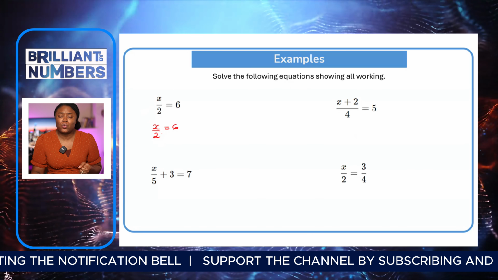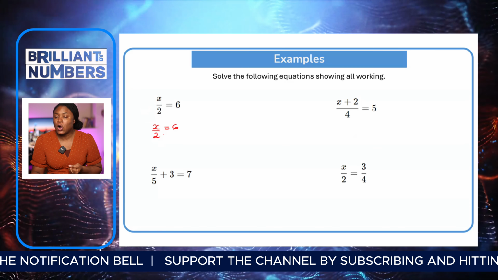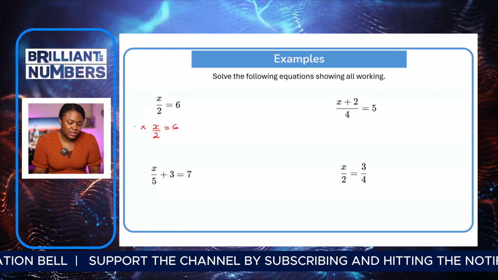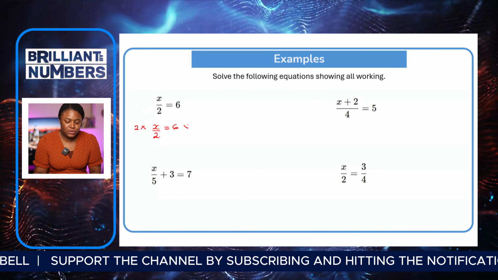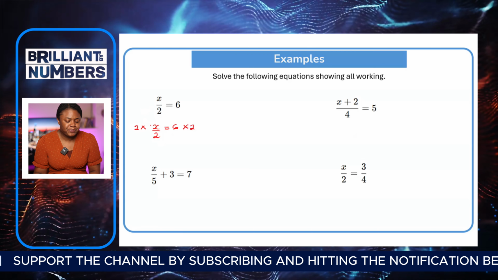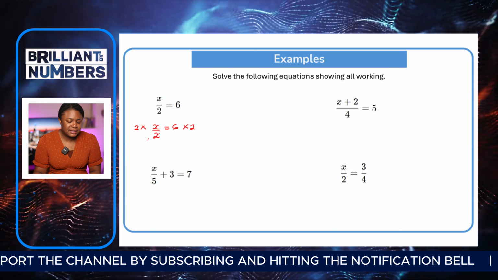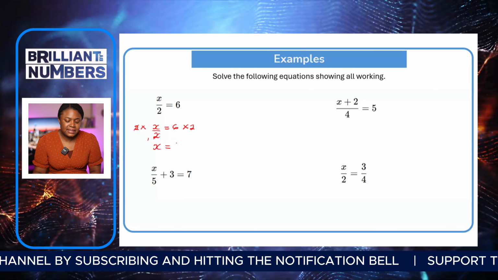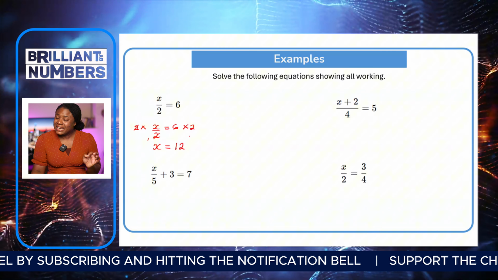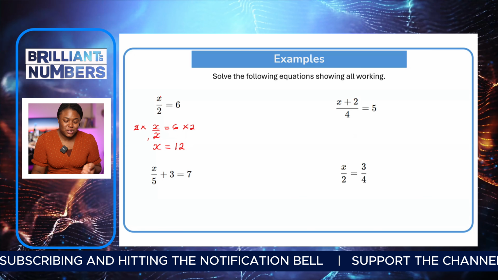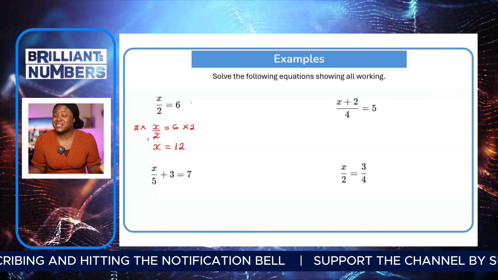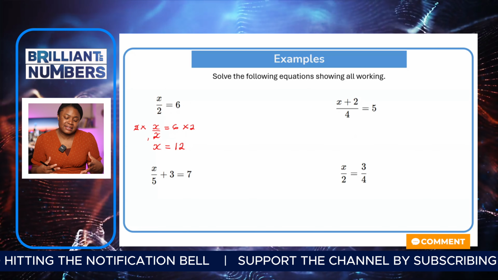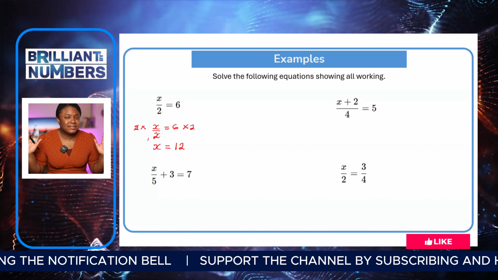By now we know we have to do the opposite of our operation on both sides. So we need to do the opposite of dividing by 2, which is multiplying by 2. These two divide into each other, leaving us with just x equal to 6 times 2, which is 12. Clearly, we can see that 12 divided by 2 gives us 6. So again, usually another 1 marker. This is just dependent on my knowledge of my times tables.